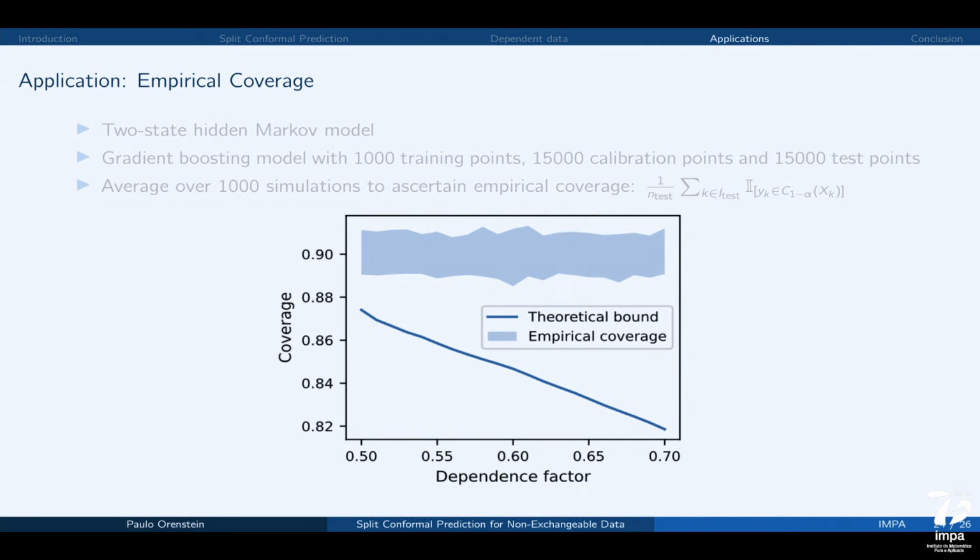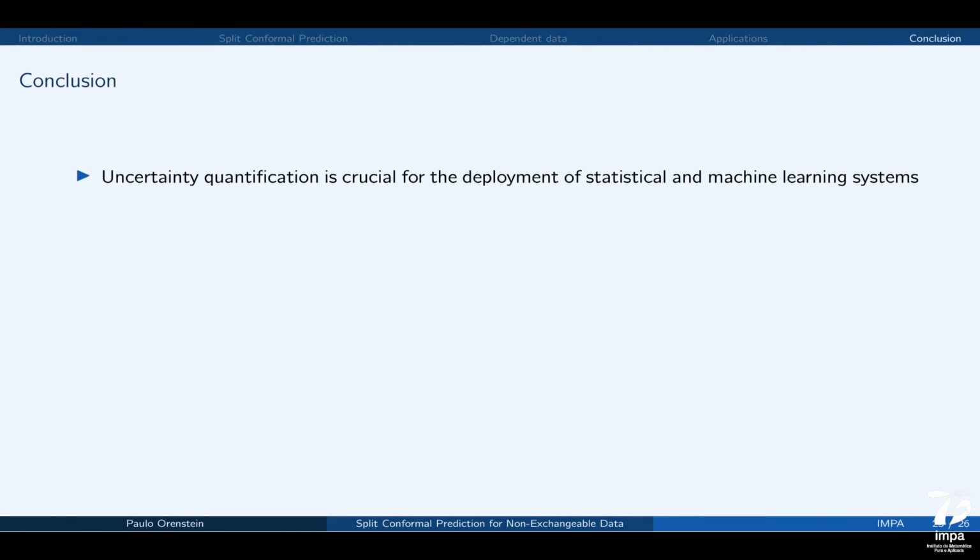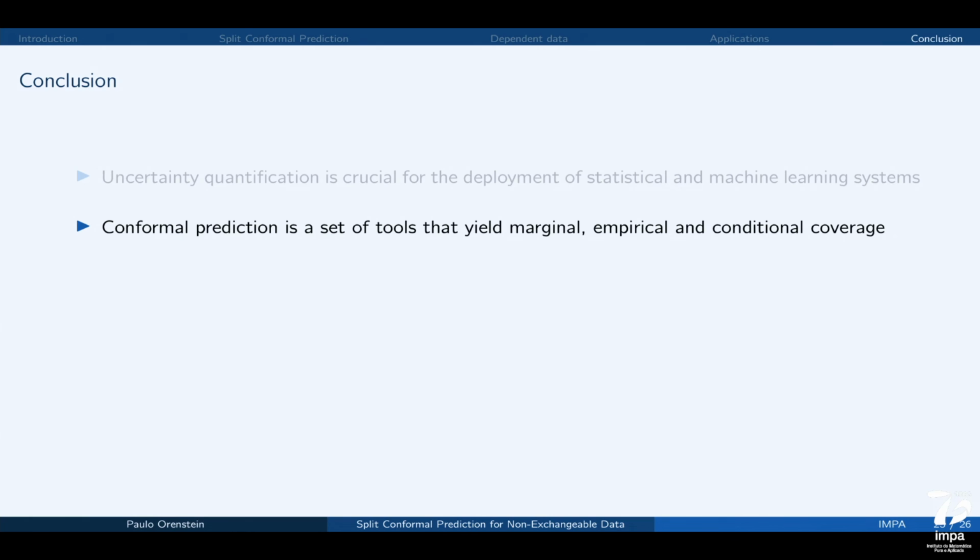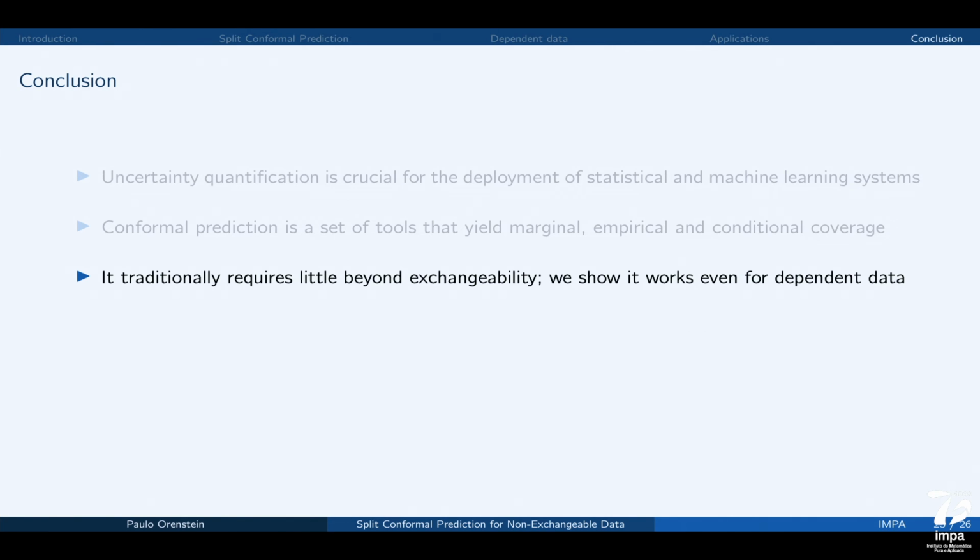Okay, so let me conclude. Uncertainty quantification is crucial for the deployment of statistical and machine learning systems. Conformal prediction is this nice set of tools that gives you marginal, empirical, and conditional coverage. And they usually require, honestly, not a lot beyond exchangeability. And what our work tries to do is make sure that even that can be relaxed.